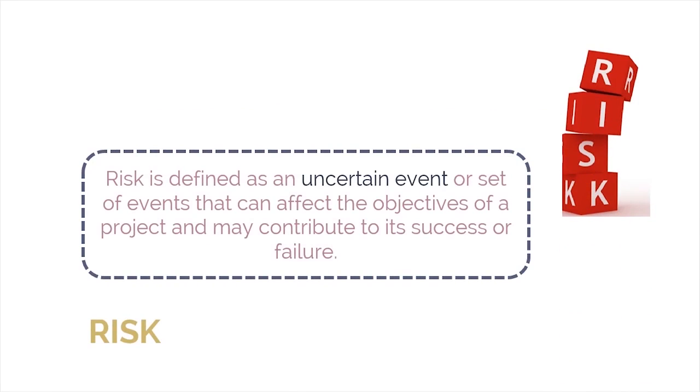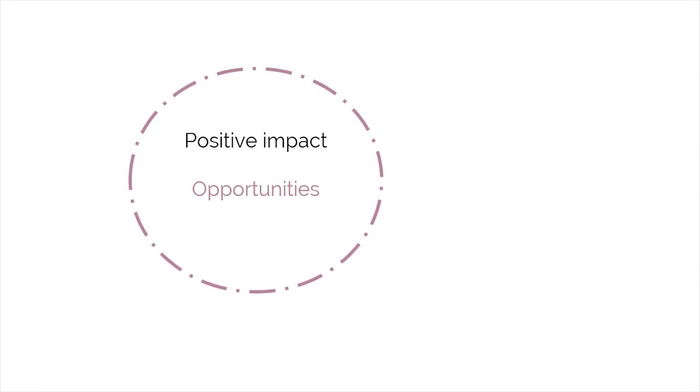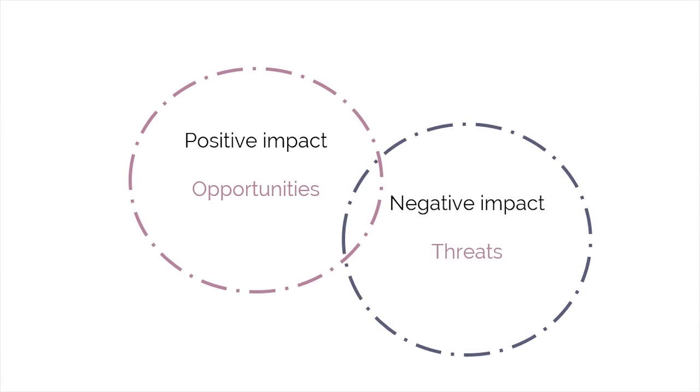Let's now look at the last Scrum aspect, which is risk. What is risk, and how do you define it? Risk is defined as an uncertain event or set of events that can affect the objectives of a project and may contribute to its success or failure. Risks that are likely to have a positive impact on the project are referred to as opportunities, whereas threats are risks that could affect the project in a negative manner.